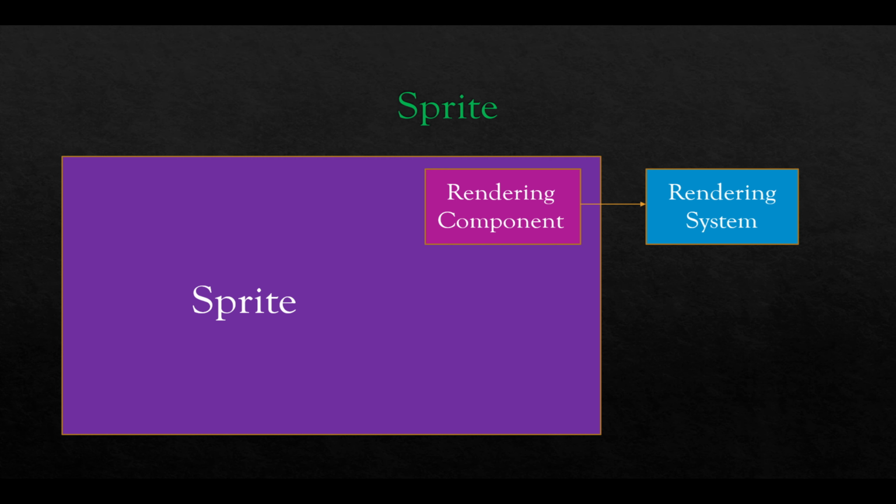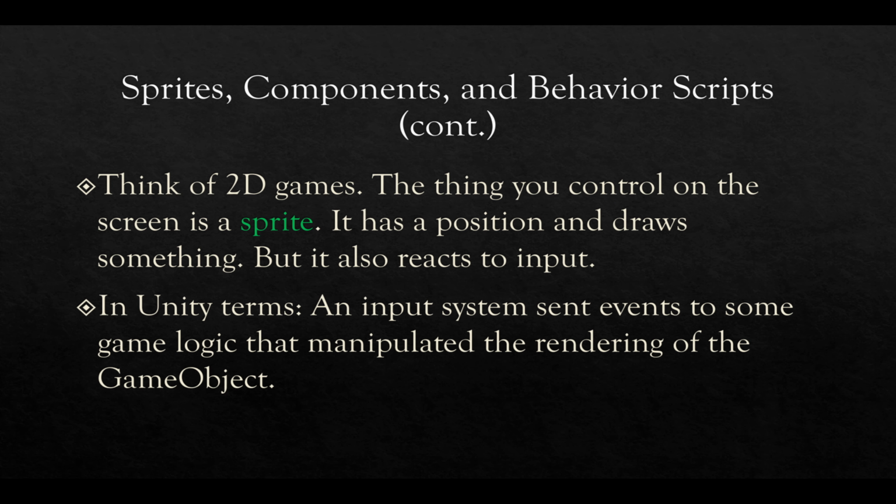So we want to start to think about 2D games. We have a sprite, which is an example of a 2D game object, which again comes with a transform, where to draw, and a sprite renderer, what to draw component. However, when we think about 2D games, we think about controlling them. So the thing we control on the screen in a 2D game is a sprite.